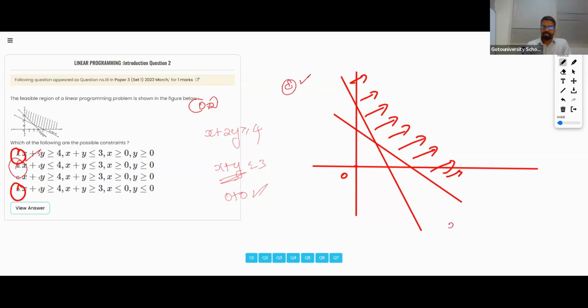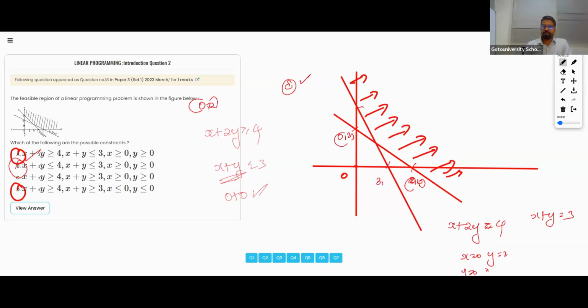Let's verify x plus 2y greater than or equal to 4 and x plus y equal to 3, or you can say equal to 4. Now x is equal to 0, y is equal to 2; y is equal to 0, x is equal to 4. So this is our point. 0, 2 and 2, 4, 0, 4. Okay, next one what we have is 3, 3.